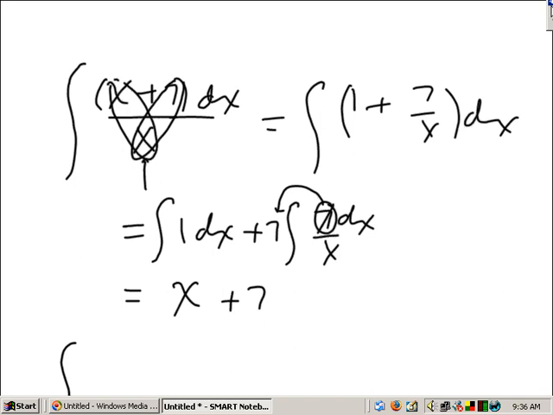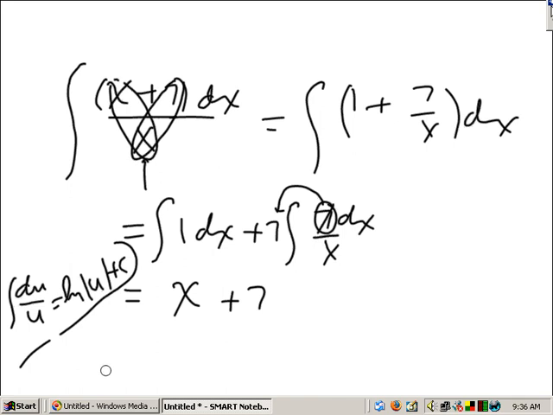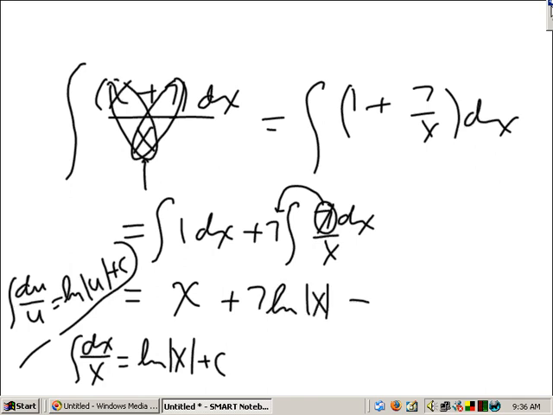The integral of dx over x. Well, remember the integral of du over u was ln of the absolute value of u plus c. The integral of dx over x is going to be very similar. It's ln of the absolute value of x plus c. And there's the answer. You had to do the division.